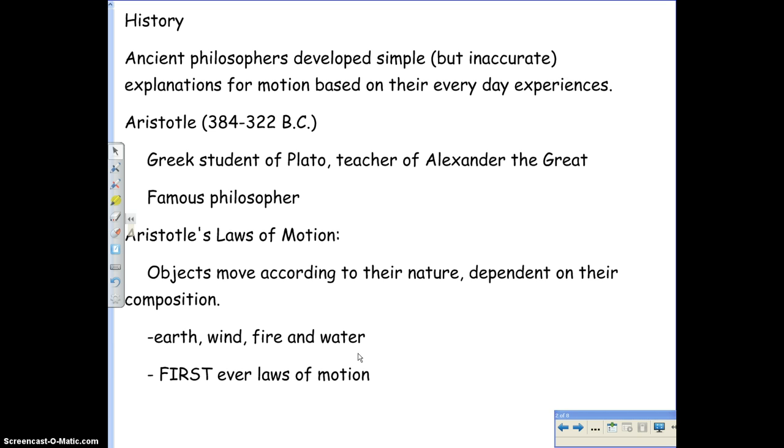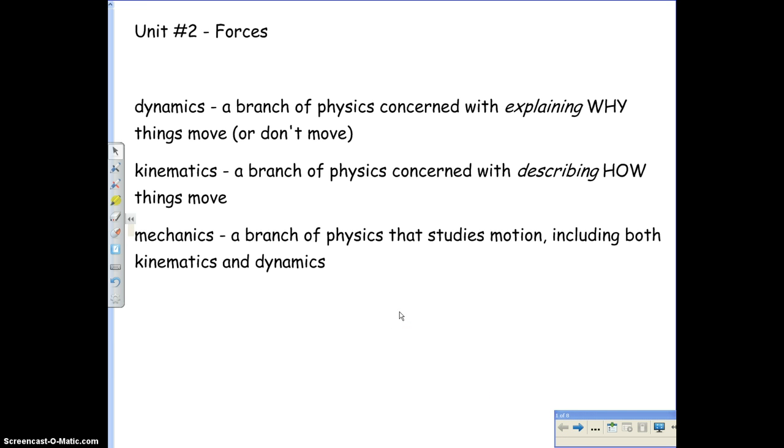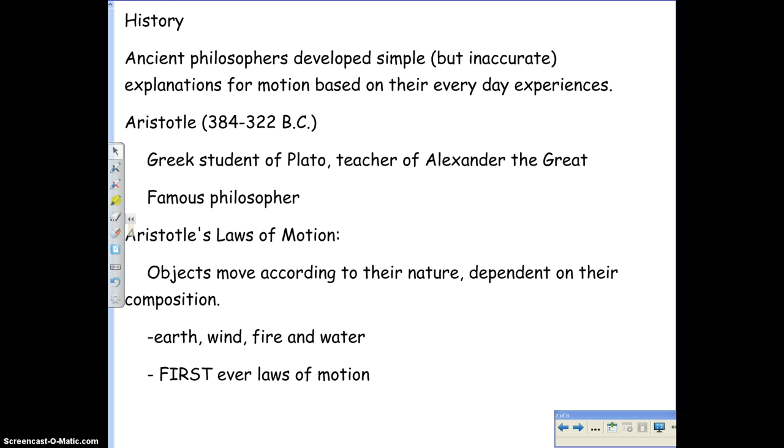Okay, so on to video 19 here. We're going to talk basically about a little bit of history. I mentioned earlier in the video that we're in a branch of physics that's called dynamics. We're explaining why things move instead of how things move. Well, how long have people been interested in why things move? As it turns out, it's been a long time.